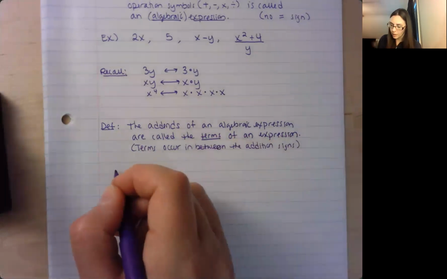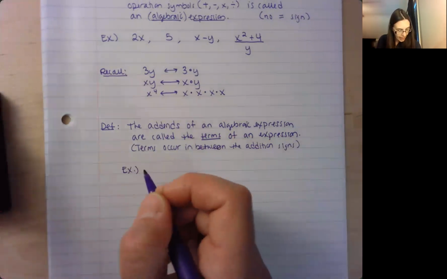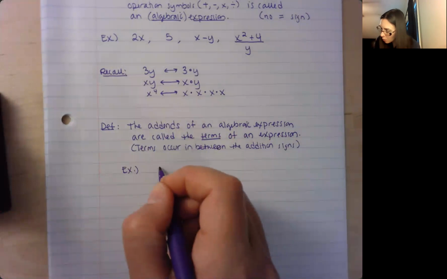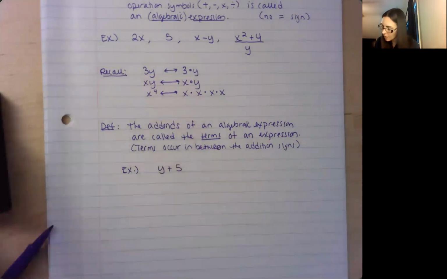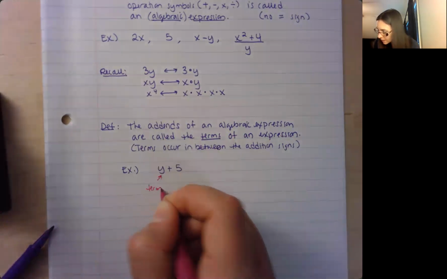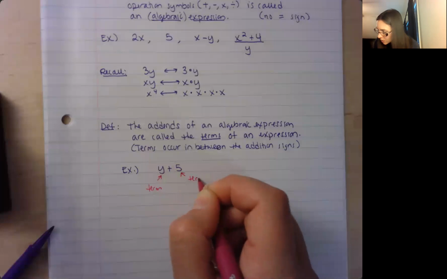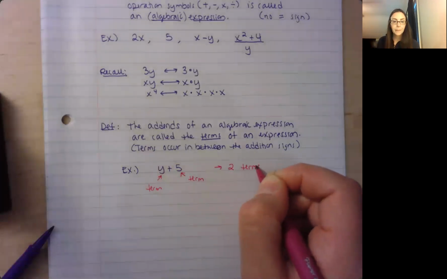So for example here, so let's say we have the expression y plus 5. This is a term, and this is a term. So we say that this has two terms altogether.